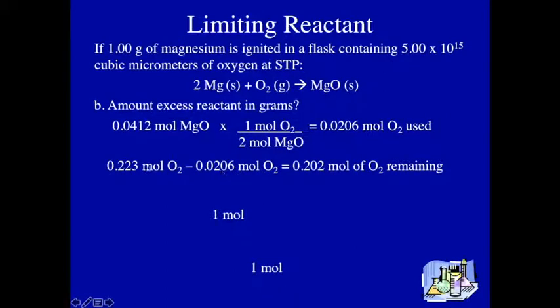I started with 0.223 moles of oxygen. I used 0.0206 moles of oxygen. That means I have 0.202 moles of oxygen remaining, sitting around in the container, not able to conduct any reactions because the magnesium has already been used up.